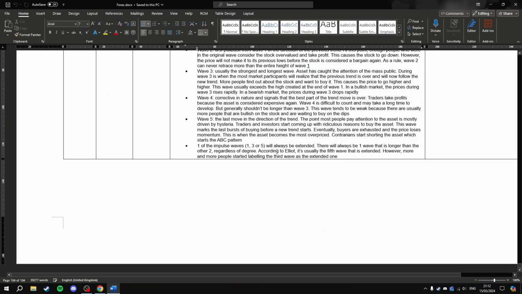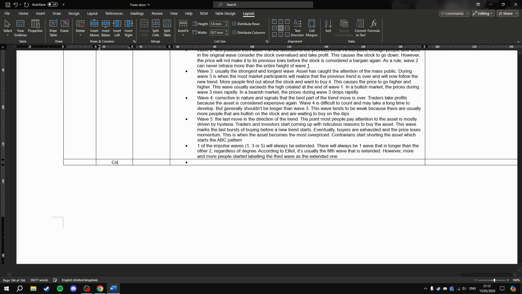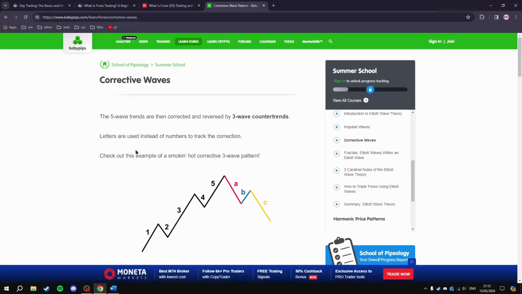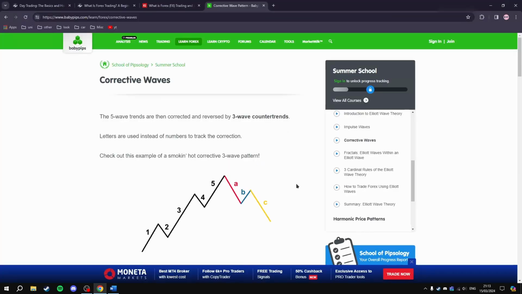Corrective waves. The 5-wave trends are then corrected and reversed by 3-wave counter trends. So this happens after the 5-wave trend.